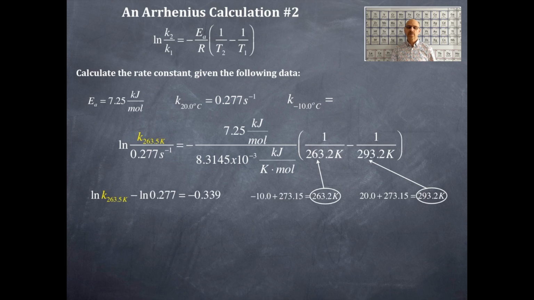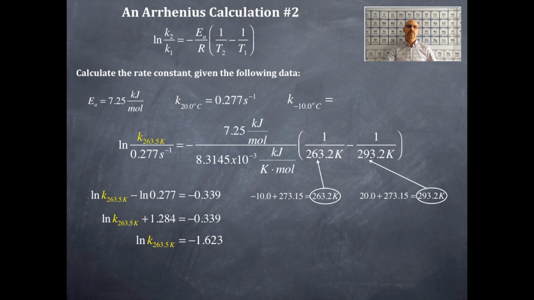I'm going to figure out what the natural log of 0.277 is. That's 1.284. We're going to move that 1.284 to the right-hand side of the equation with a little subtraction on both sides, and that's what I got. So now I got natural log of k, which is my natural log of my rate constant, is equal to negative 1.623.